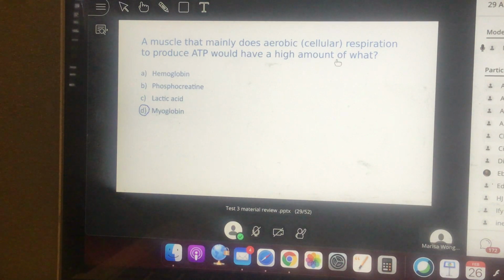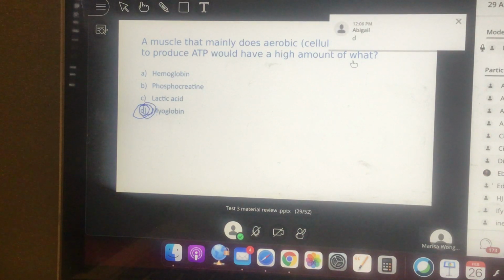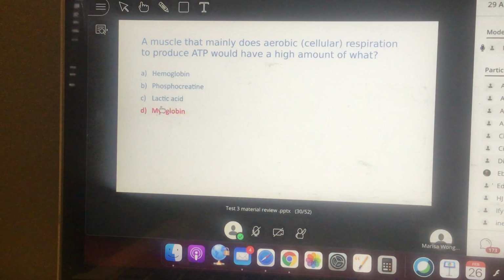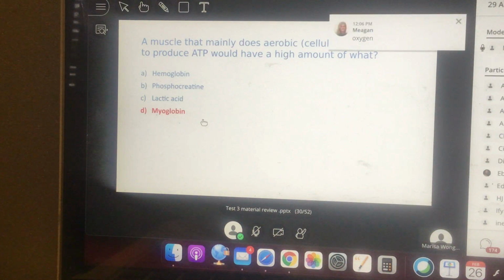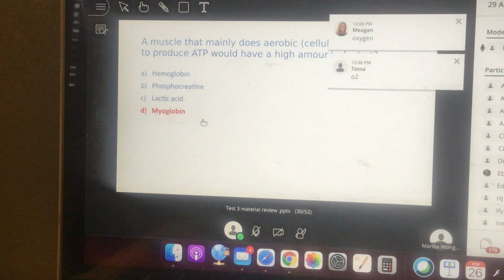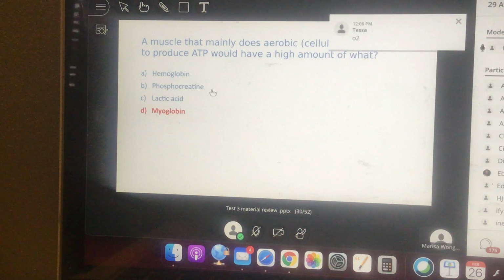A muscle that mainly does aerobic respiration to produce ATP is going to have a high amount of what inside of it? All right, you guys all got that. It's D, myoglobin. Myoglobin is important because it carries what? It's holding on to oxygen inside the muscle cell.